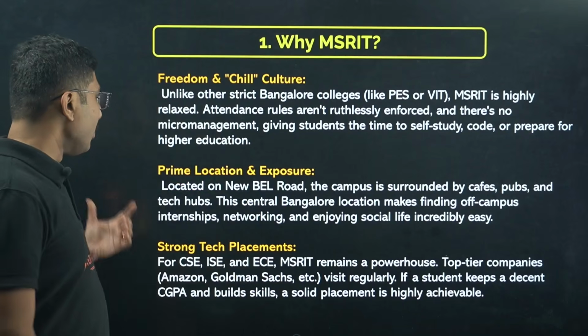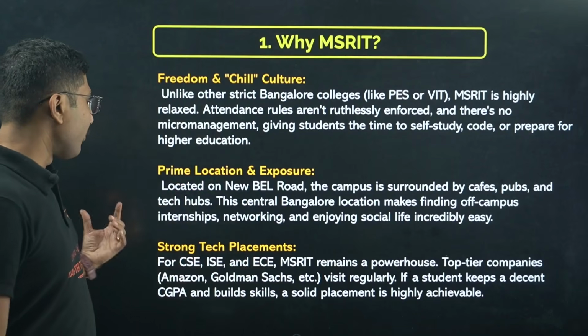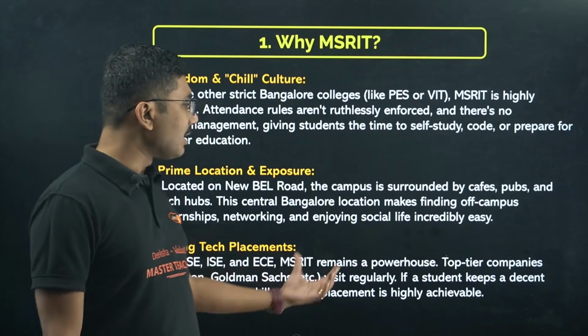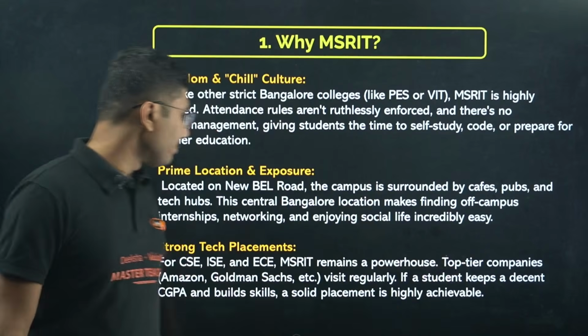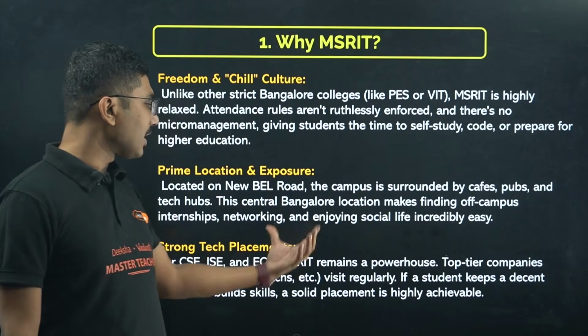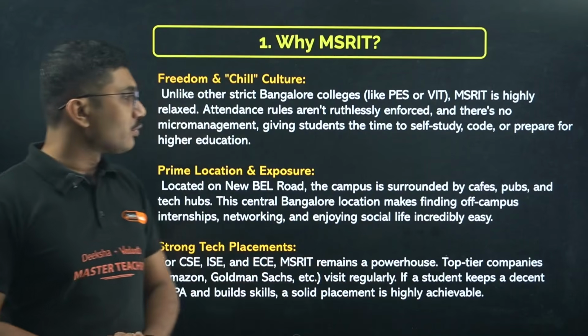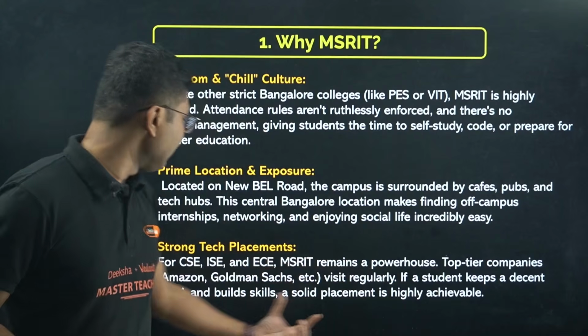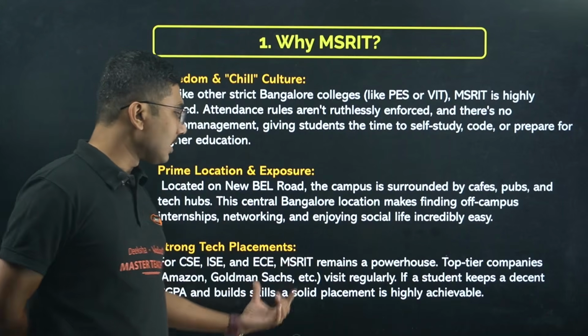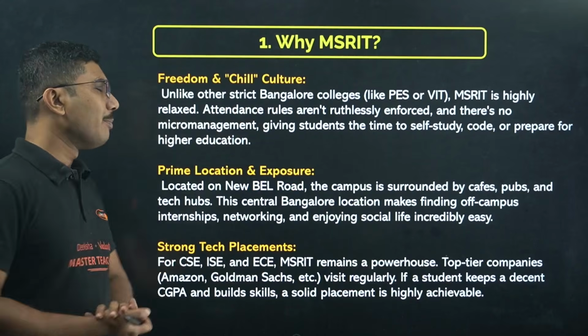Strong tech placements: for CSE, IC, EC, MSRIT remains the powerhouse. Top tier companies like Amazon, Goldman Sachs, etc. visit regularly. If a student keeps a decent CGPA and builds skills, a solid placement is highly achievable from MSRIT. So that is the major thing.